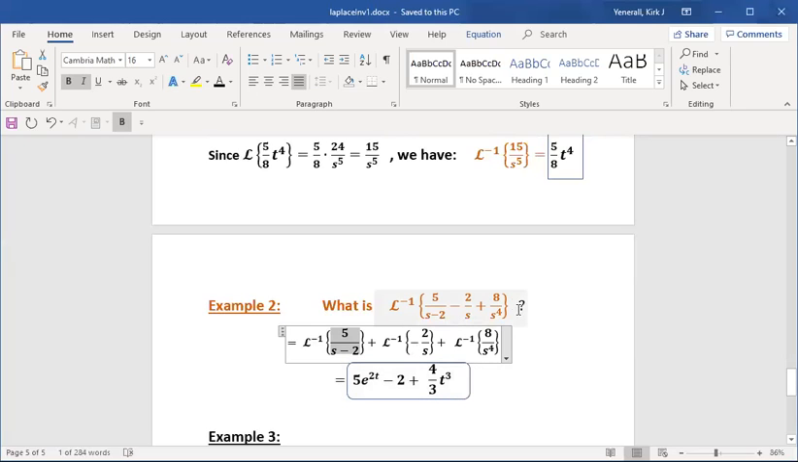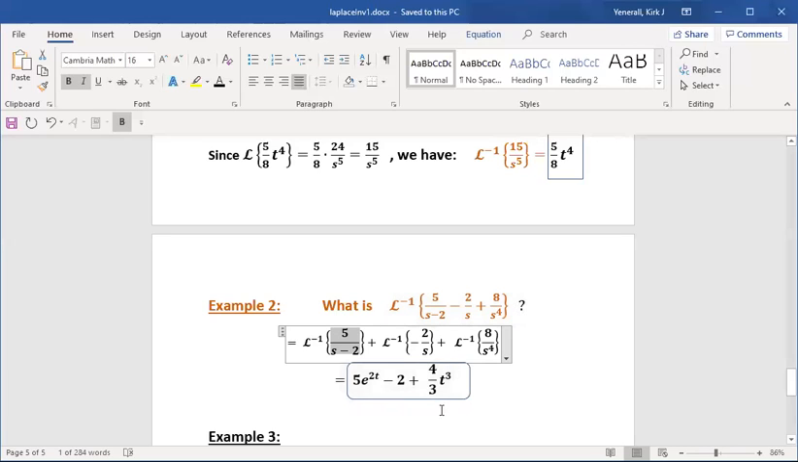And how about our third term, 8 over s to the fourth? What function has this as a transform? Well, we once again remember that if we're going to achieve a power other than a first power of s down in the denominator, we need to start with the next lower power of t. And since this is a fourth power, that suggests that we start with t to the third power. But the transform of t to the third is 6 over s to the fourth, and we want 8 over s to the fourth. So we need another constant multiplier here.